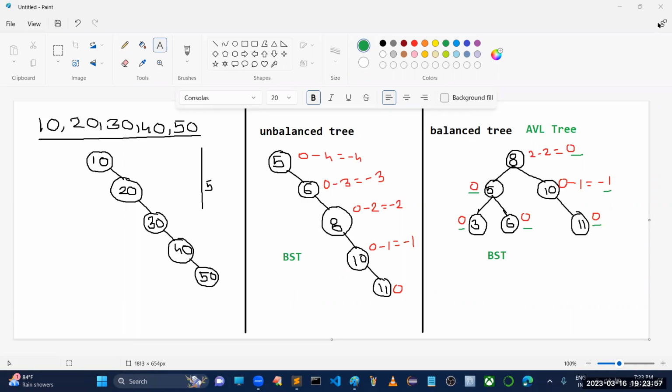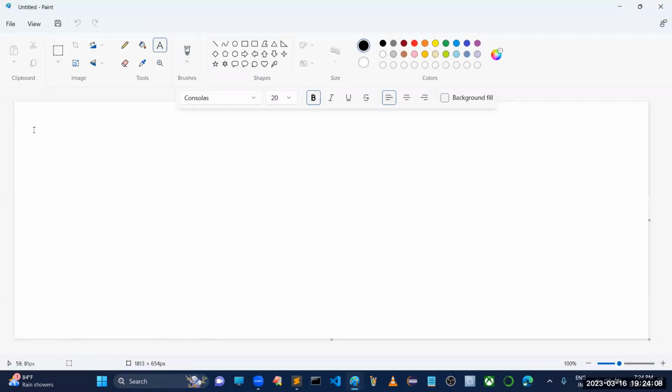Right. So the next one, of course, I want to take again a new diagram only. Here I want to insert some nodes, like 10, 20, 30. Three nodes are there. Sir, how many nodes are there? The number of nodes will become three.